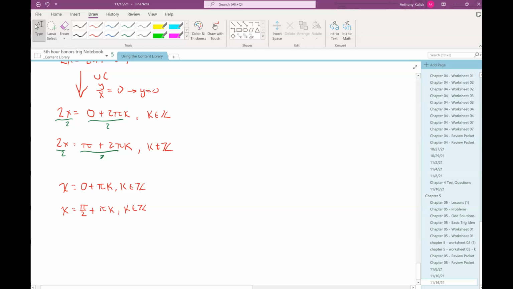If I line these all up together, I'd have 0, a half pi, 1 pi, 1 and a half pi, 2 pi, 2 and a half pi, 3 pi, 3 and a half pi, etc. Notice that we can combine these together. That's going to make life a little bit easier here in a minute.